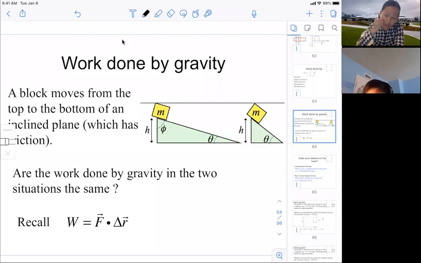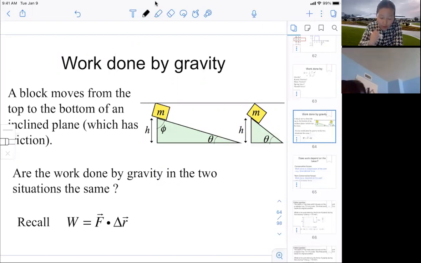Okay, so we have this scenario. We have a block of mass M that at first is at height h above ground, and then goes to the bottom of the ramp. There are two different ramps. One is at a smaller angle, one is at a bigger angle, but they're both the same height from the ground. So let's calculate the work done by gravity in the two situations. Do you think the work done here is the same or not? You may have a prediction in your mind. Let's calculate the work together and see if they are the same. We're going to do the first one.